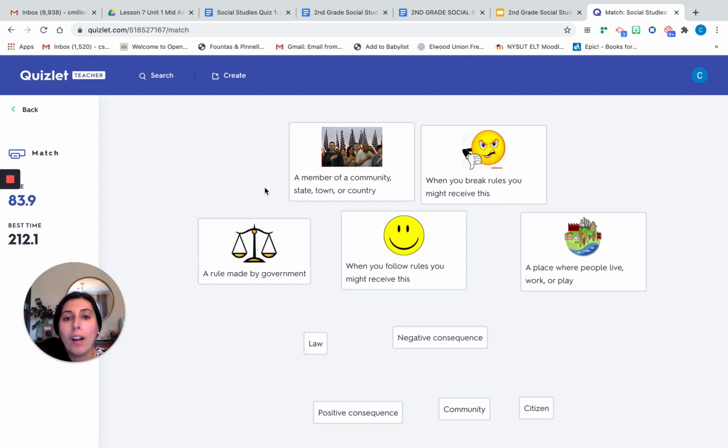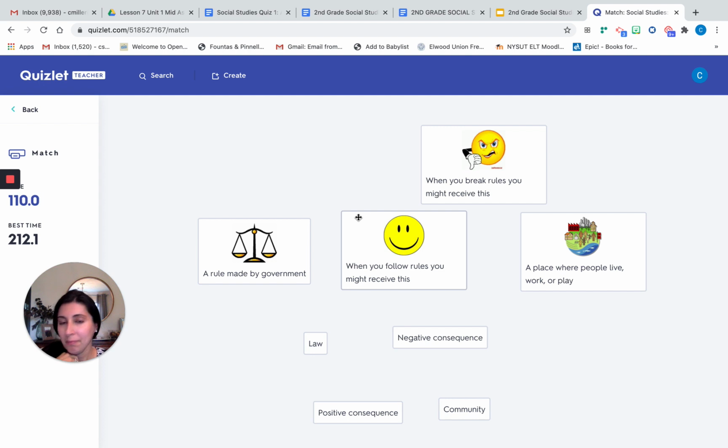Okay, how about this one? A member of a community, state, town, or county. Think about it. Is that a law, negative consequence, positive consequence, community, or citizen? Think and call it out in 3, 2, 1. Did you say citizen? I'm thinking citizen. Let's see if we're right. All right, we got that one right. Nice job.